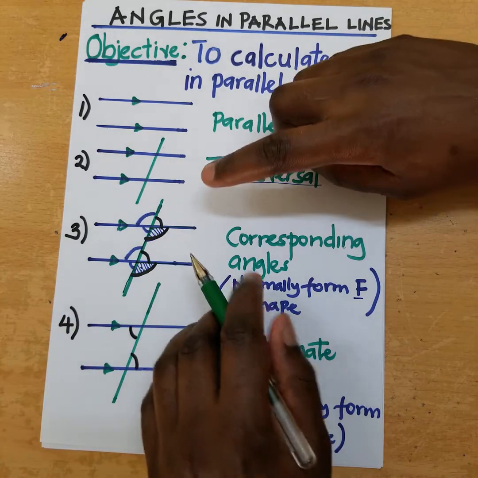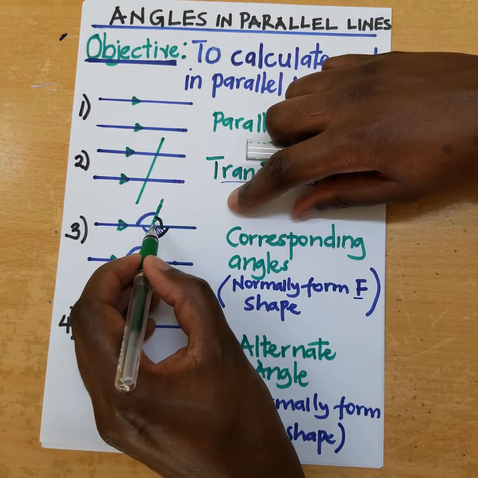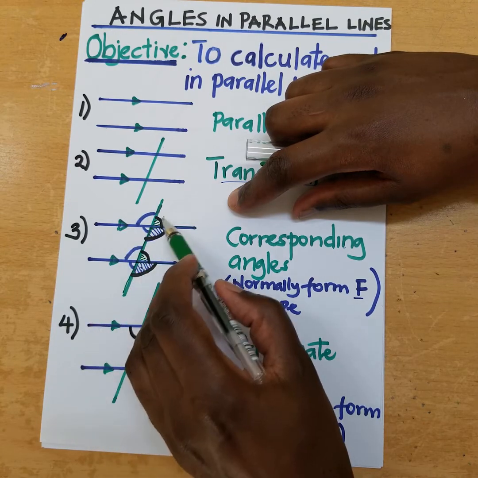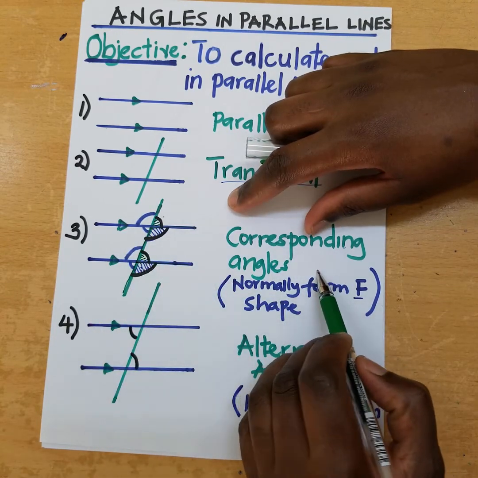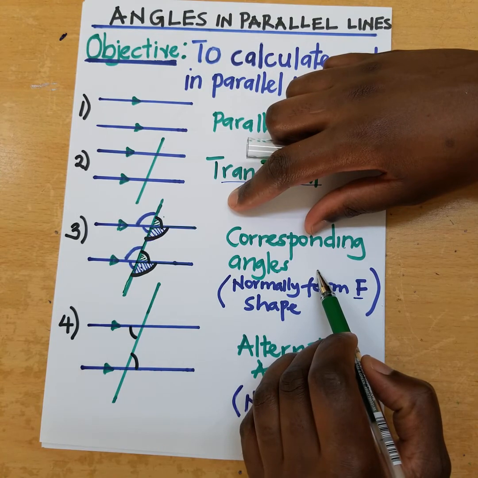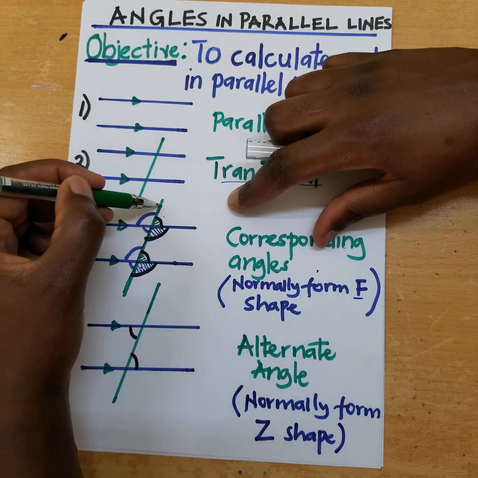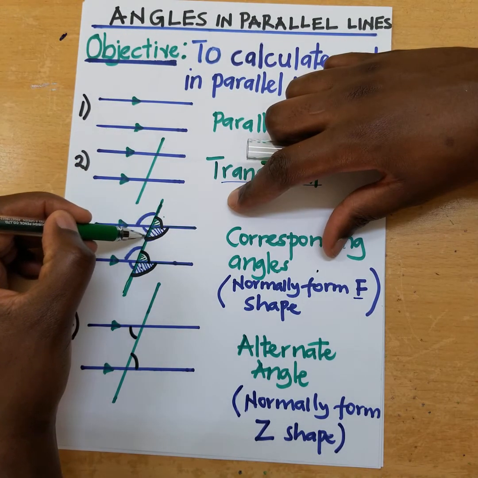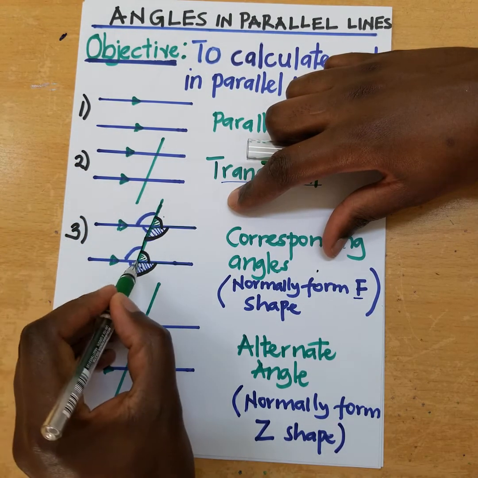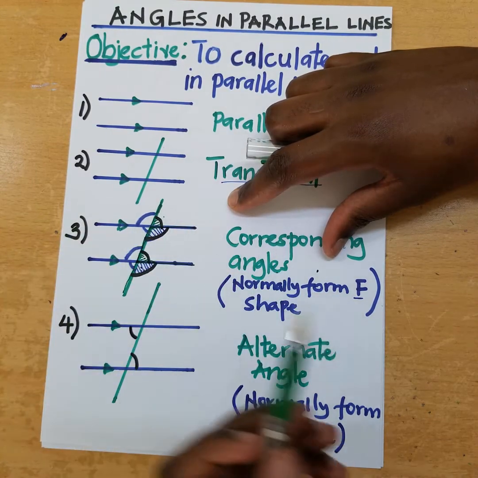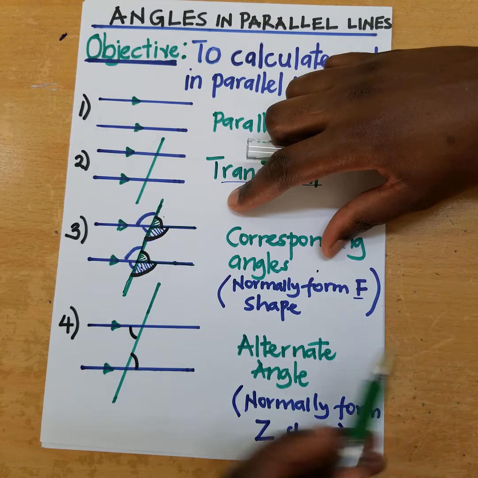Similarly, this angle here at the top and this angle here at the top are also equal angles, and they are called corresponding angles. They also form an F shape. Look, if I come like this and I go this side, then also this one, you can see it's forming an F shape.